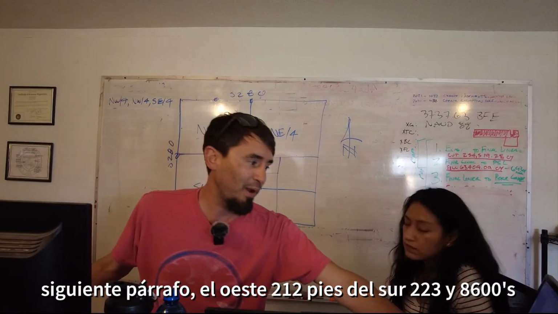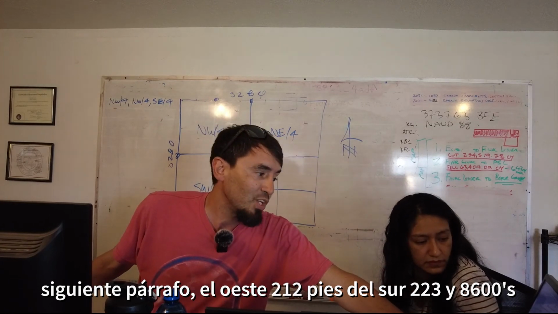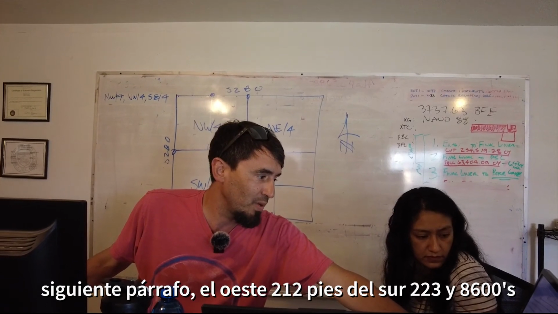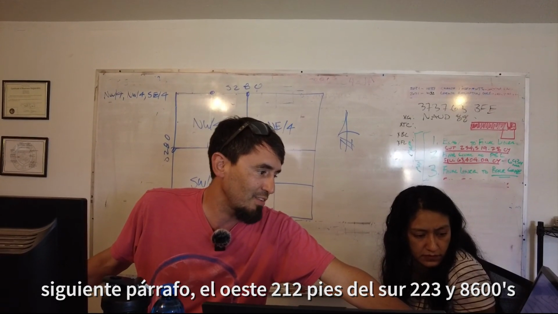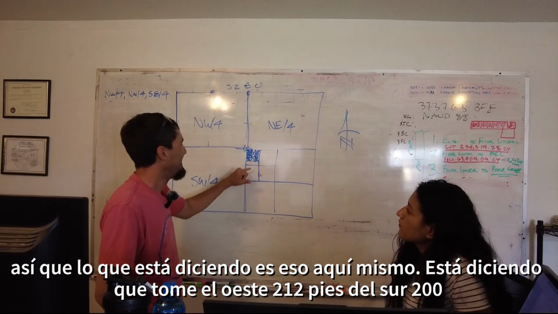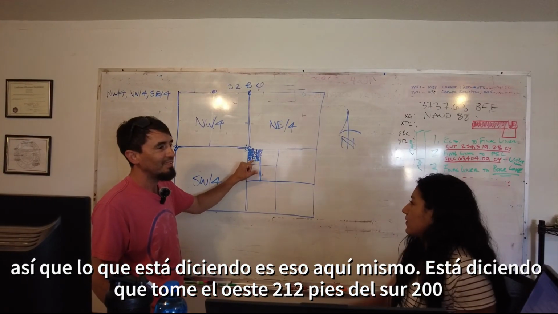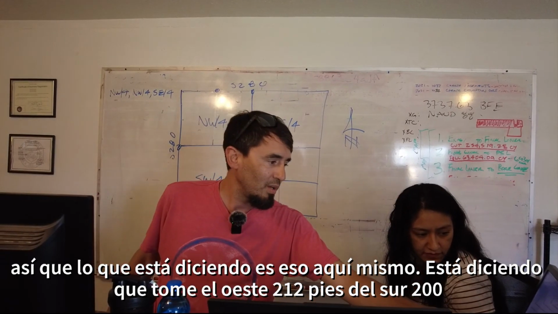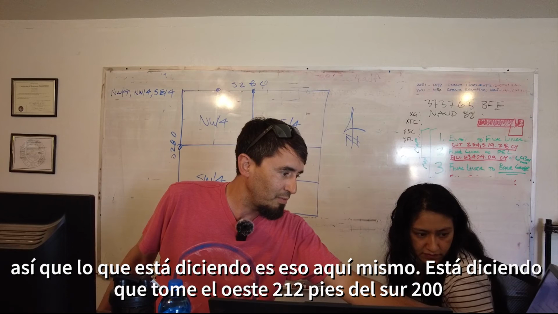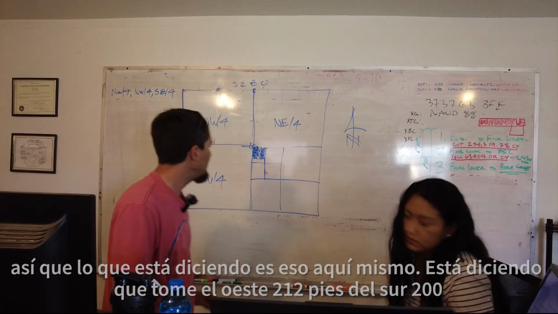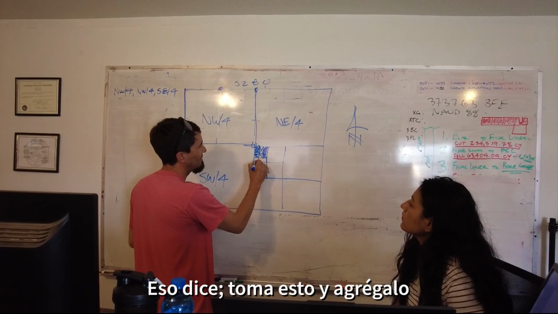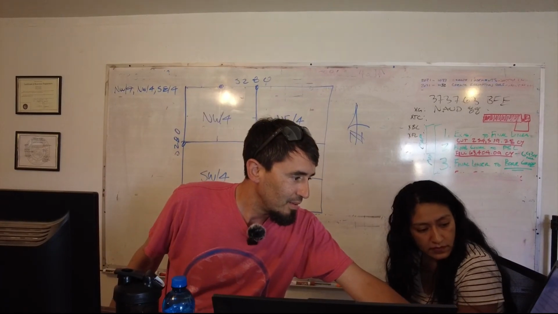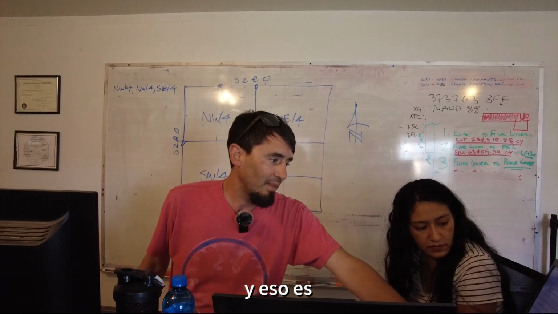Okay, next paragraph. The west 212 feet of the south 223.86. So what he's saying is right here, he's saying take the west 212 feet of the south 200. So he says take this and add it. So, and that's it.